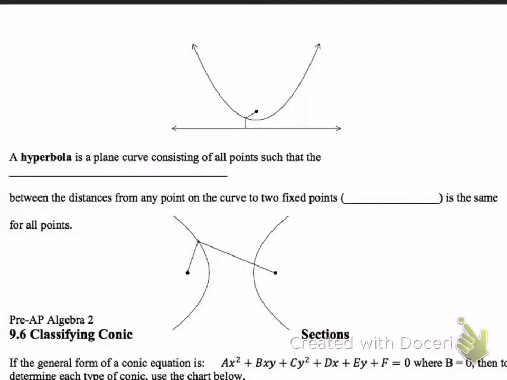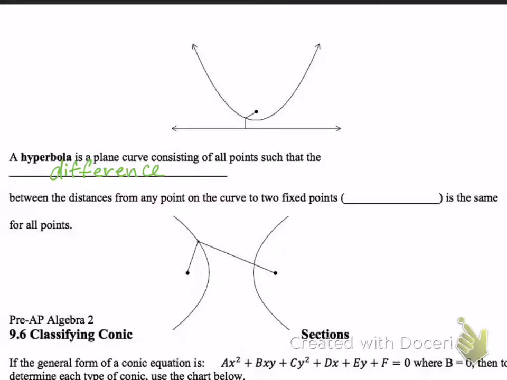And then we have a hyperbola. That is a plane curve consisting of all points such that the difference. So for an ellipse, it was the sum. For a hyperbola, it's the difference.